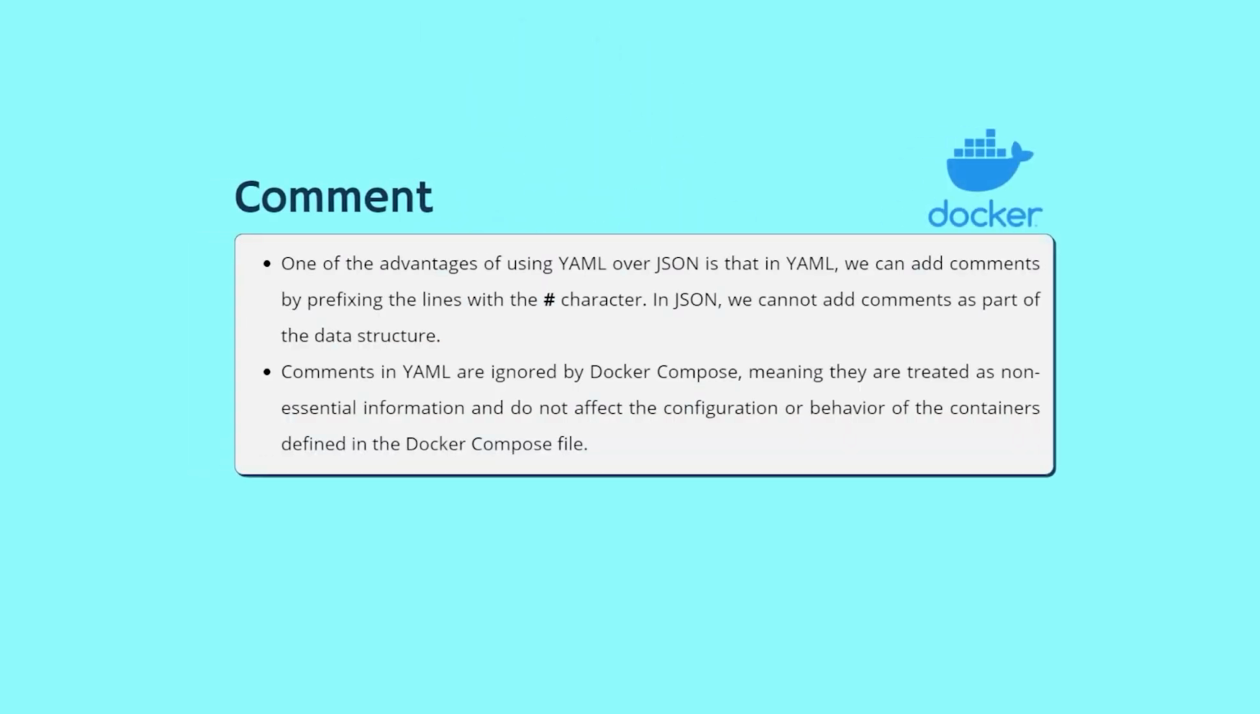Comment. One of the advantages of using YAML over JSON is that in YAML, we can add comments by prefixing the lines with the hash character. In JSON, we cannot add comments as part of the data structure. Comments in YAML are ignored by Docker Compose, meaning they are treated as non-essential information and do not affect the configuration or behavior of the containers defined in the Docker Compose file.